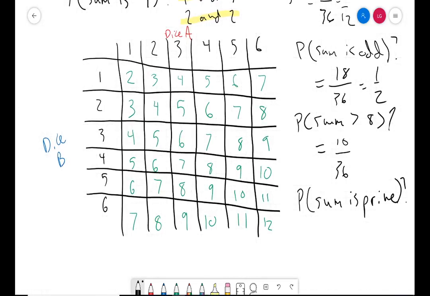Probability that the sum is a prime number. Apologize for that, my dog barked. The joys of being at home, huh? Probability that the sum is prime.